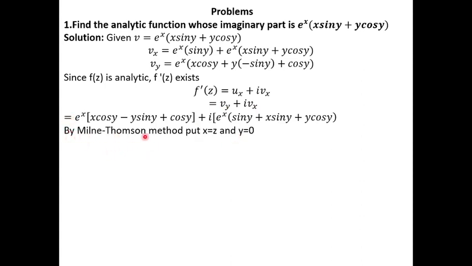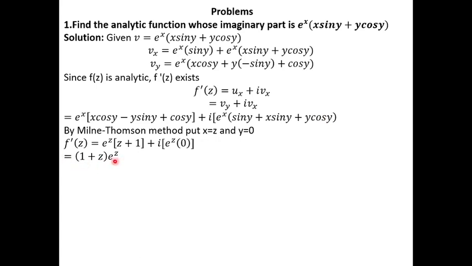Now apply the Milne-Thomson method. By the Milne-Thomson method, put x is equal to z and y is equal to 0 in this equation. Therefore f dash z is equal to e power z into cos 0, 1, minus 0, plus cos 0 is 1, plus i into e power z. This one is also 0. This function is also 0. This term is also 0 because 0 into cos is 0. Hence we get f dash z is equal to 1 plus z into e power z.